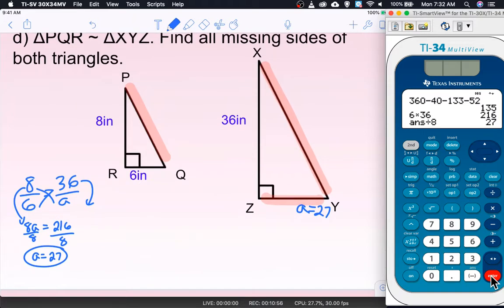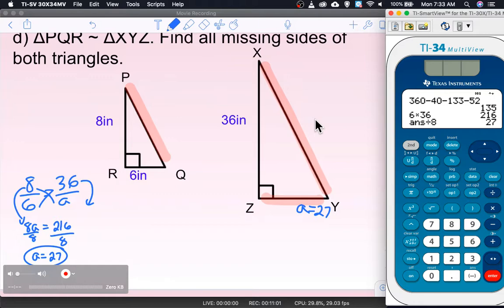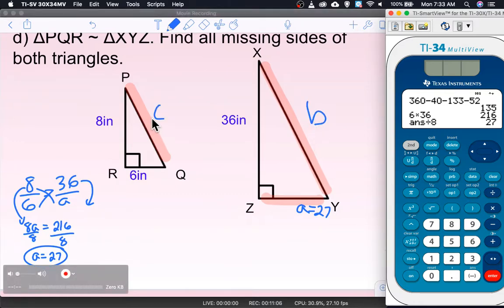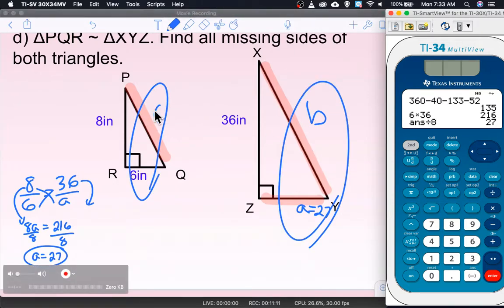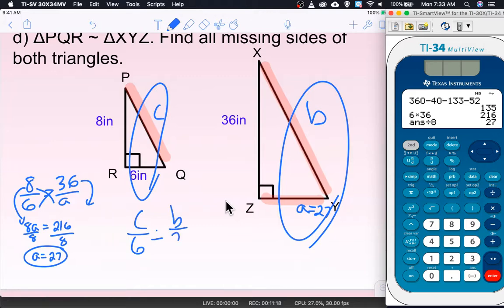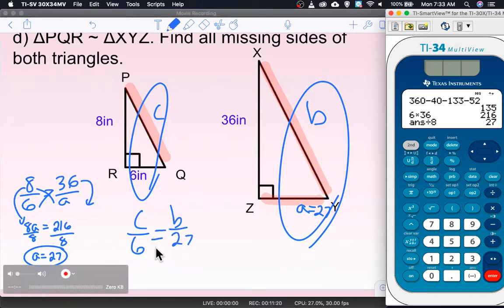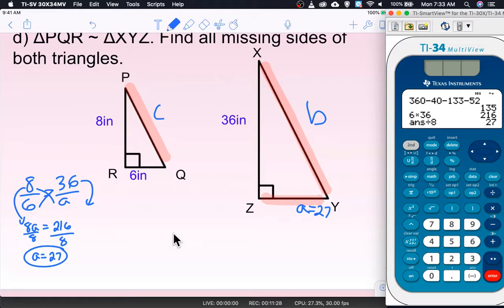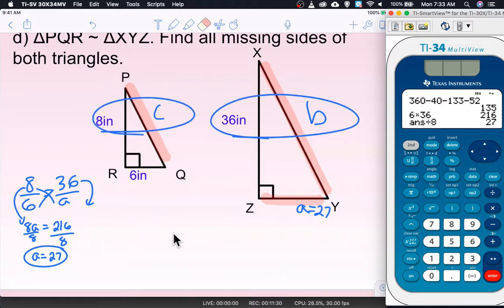Now there's still a problem here because I can't find this side. Let's call him B and C. To find B or C, I can't do this proportion because I don't know what B or C is. This proportion is not going to work out. If I set it up, it'd be C over 6 equals B over 27, and we can't solve that equation. If we cross multiply, we have two unknown things. So that's not going to work. Likewise, we still can't do this proportion.